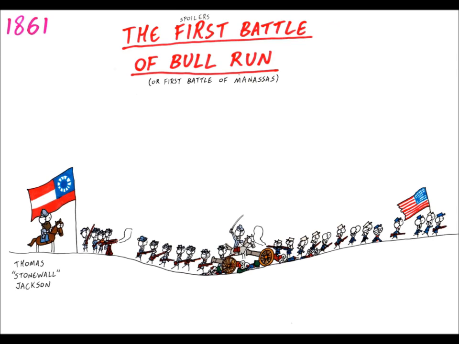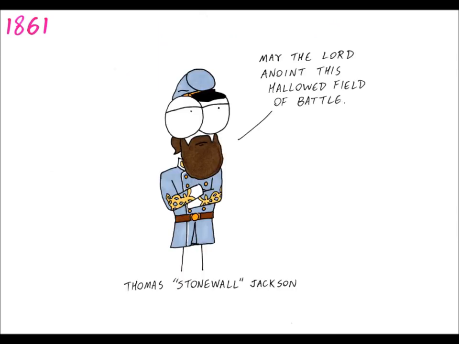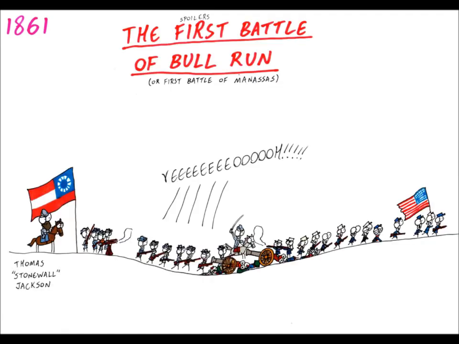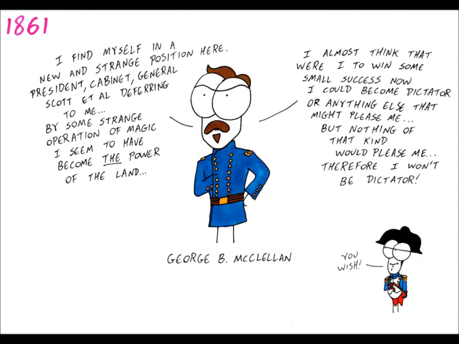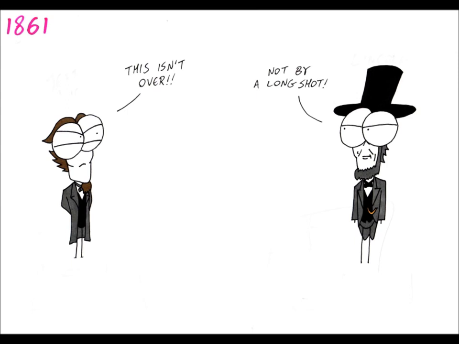Although initially successful, the Union forces were stopped by General Thomas Jackson, who gained the nickname Stonewall Jackson because of his stern defense. The famous rebel yell of the Confederate Army drove the Union back to Washington. George McClellan would become General-in-Chief to whip the Union Army into shape. This war was not going to be as short as expected.